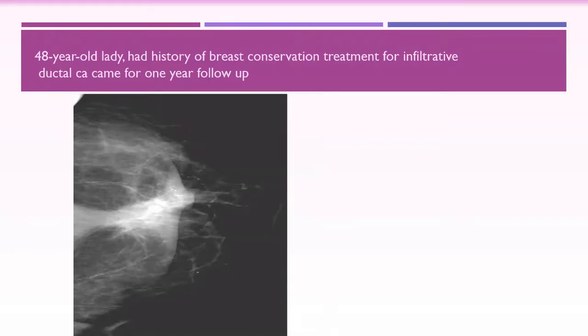A 48-year-old lady had a history of breast conservation treatment for infiltrative ductal carcinoma. Came for one year follow-up. There is a density involving all the retroareolar area up to the posterior aspect of the breast. I need further imaging like ultrasound. Okay, for the imaging, they said follow up after one year.